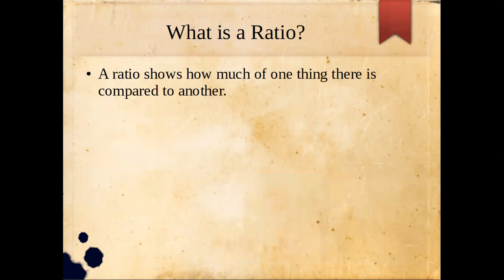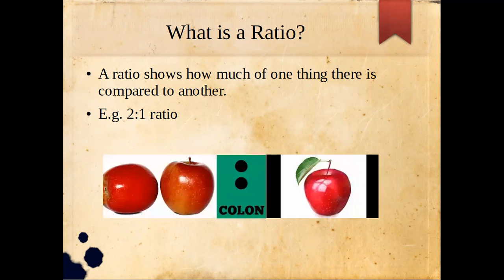Okay, so what is a ratio? A ratio shows how much of one thing there is compared to another. So for example, there's a 2-to-1 ratio. I have 2 apples, you have 1 apple. So the 2 to 1, okay? And then you have to write a colon in between to represent the ratio. So here's an example, we've got 2 apples to 1 apple, 2-to-1 ratio.